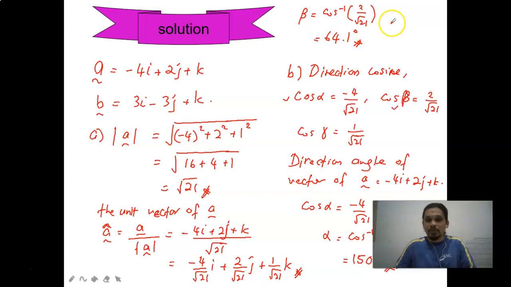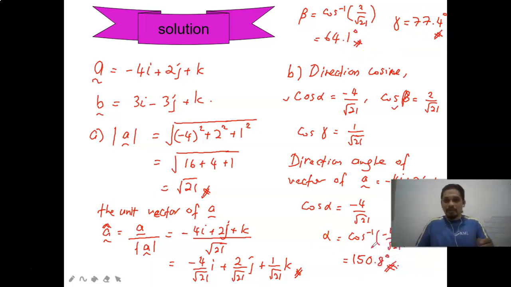So you may repeat the process to find the angle gamma here, and I will directly give you the value of gamma, equal to 77.4 degrees. So we get the three values of the direction angles of vector A here.